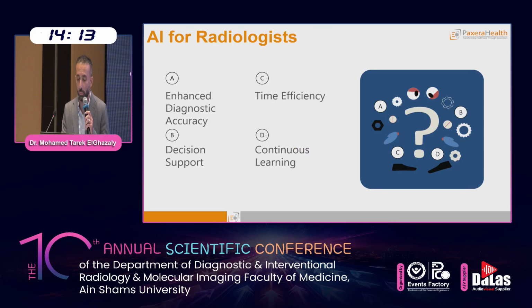Let's check this together: how the AI supports the radiologist by A, B, C, D. Let's take these points and try to explain them on the software and how we apply the AI on PACS. Enhance the diagnostic accuracy, time efficiency, okay, and decision support, and keep learning. At this point we will take some parts for continuous learning and how the AI learns from your steps in reporting and enhances the algorithms that you create or that are built into the AI.